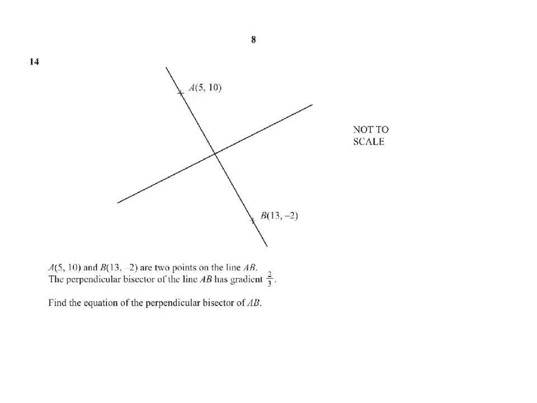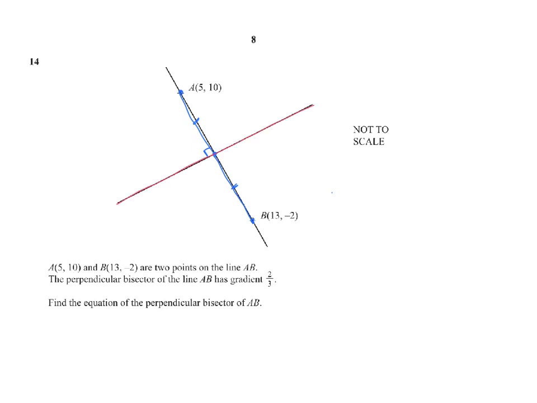Point A, 5, 10, and B, 13, minus 2 are 2 points on the line AB. The perpendicular bisector of the line AB has a gradient of 2 over 3. So perpendicular bisector means dividing the line AB in exactly 2 parts, and it's perpendicular, so a 90-degree angle over there. Okay, and this length from the point to A equals the length from that midpoint to B. That's perpendicular bisector. It has a gradient of 2 over 3 apparently, and indeed, as you can see, it's going up. Find the equation of the perpendicular bisector of AB. So we're finding the equation of the red line.